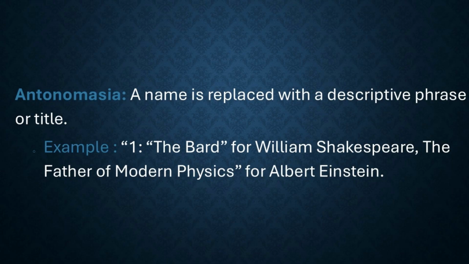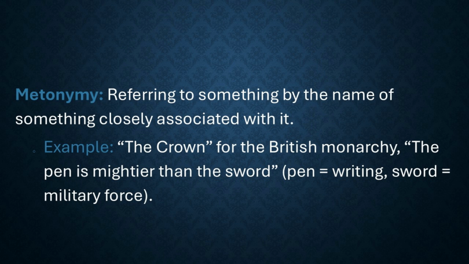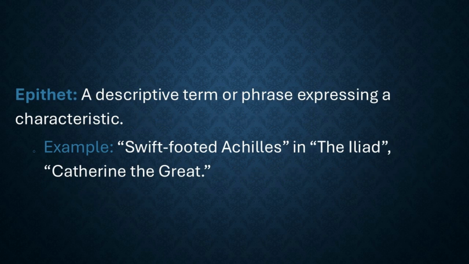To sum it up, Antonomasia is when a descriptive phrase or title stands in for a person's name, emphasizing their most notable trait. Metonymy is when we use the name of something associated with a concept to represent that concept, like using the crown for the monarchy. Epithet adds a descriptive flair to a name, highlighting a specific characteristic like swift-footed Achilles or Catherine the Great.